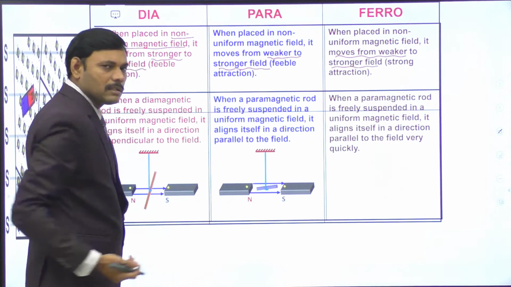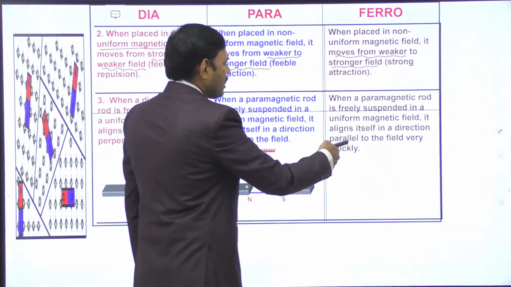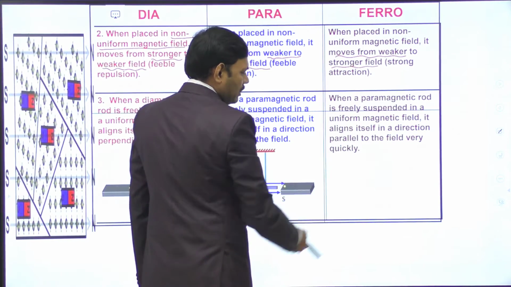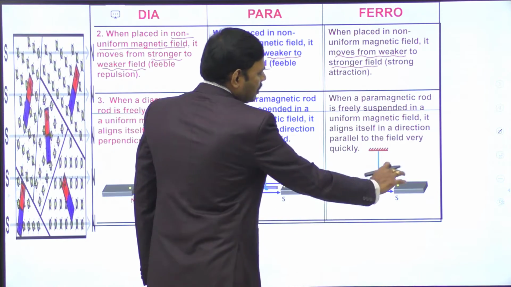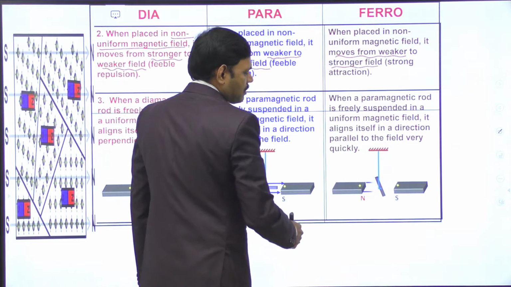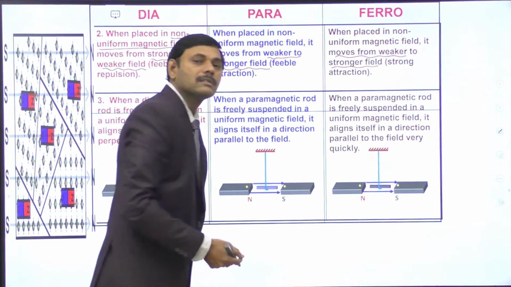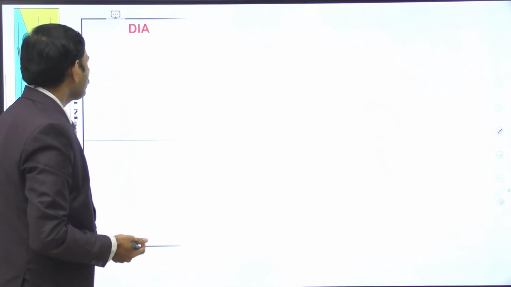The same phenomenon also happens in ferromagnetic substances but strongly. When suspended in an external magnetic field, it also comes parallel. So you observe it, it aligns parallel like that. Next, one more property.